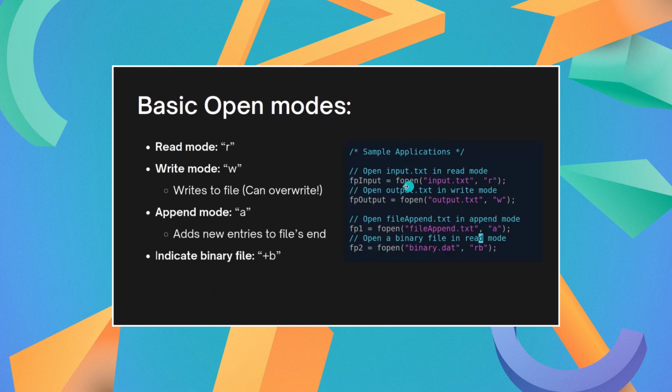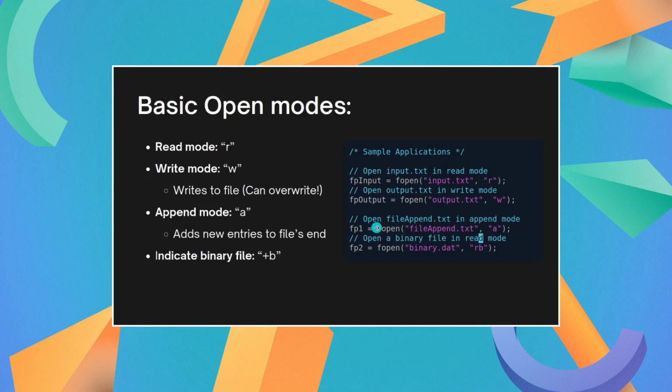So here we can see fopen in action. We have our fopen function name, and of course our parameters, our parameters of our file name. Let's say we have a file called input.txt, and we want to read it in read mode. Since we're simply reading input and using it in our program, we're going to be using read mode. Now, if you want to write to a file, to output.txt, we're going to be using write mode because we want to write our output to this text file.